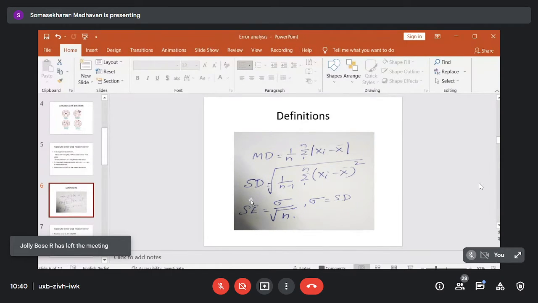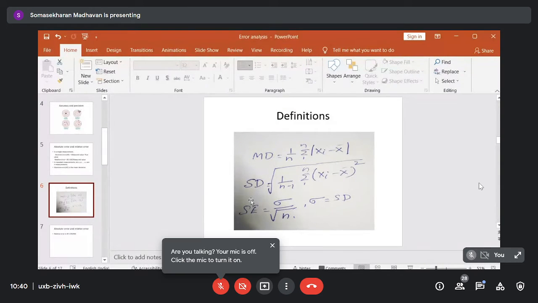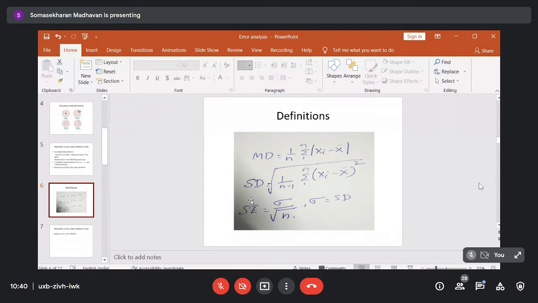Another measure we use in error analysis is standard deviation. The standard deviation is usually defined as 1/n Σ from 1 to n (xi − x̄)². But here I have given it as 1/(n−1) Σ from 1 to n (xi − x̄)², because here we use an unbiased estimate of the standard deviation. So it is better to use the formula 1/(n−1) Σ (xi − x̄)² instead of 1/n Σ (xi − x̄)², because 1/n Σ (xi − x̄)² is not an unbiased estimate. The unbiased estimate is 1/(n−1) Σ (xi − x̄)².